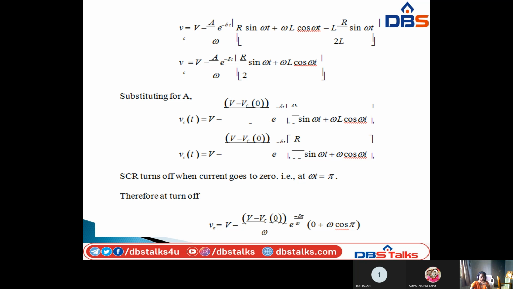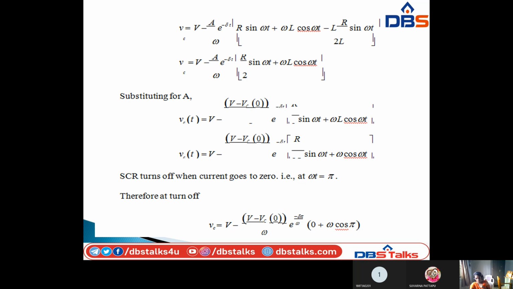So substituting for A, we already know that A is (V minus Vc0). When we substitute this, this equation will be obtained, and Vc equals V minus (V minus Vc0) e power minus delta t, times (sin omega t plus omega cos omega t). Here omega t means pi.